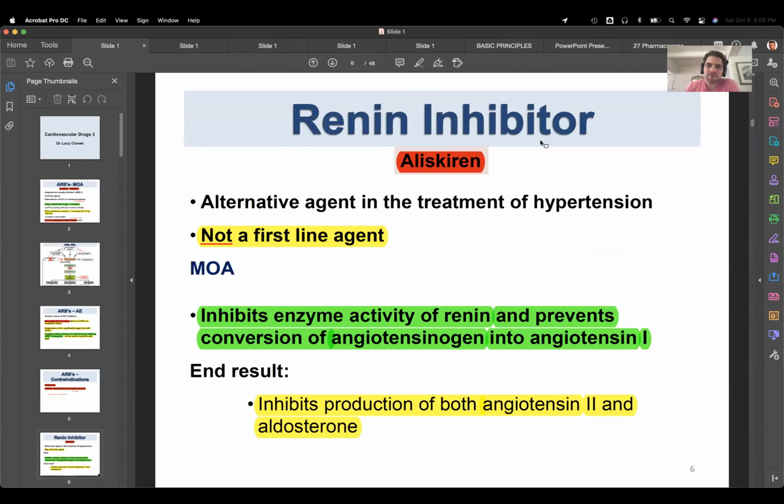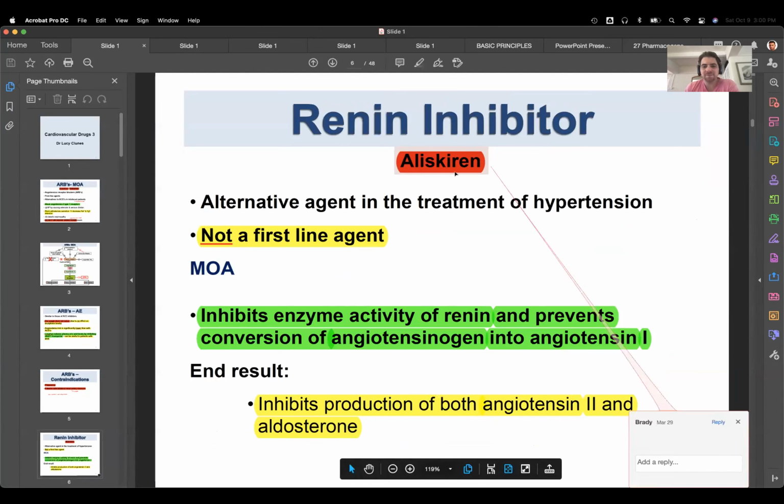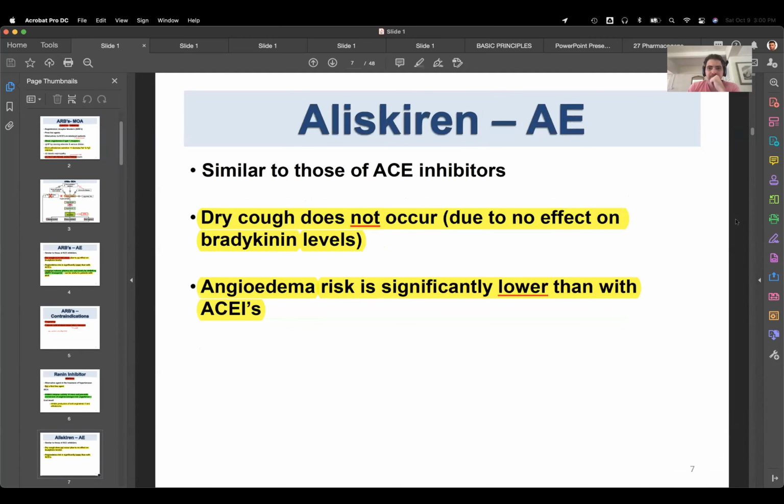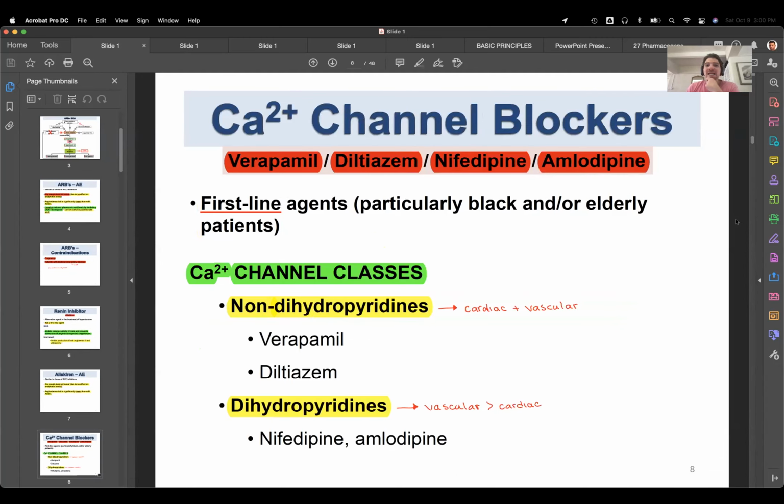And then the renin inhibitor. You'd think they like this drug. I don't know the pharmacokinetics of it, but they don't use it that much. I just remember it's a renin inhibitor because it ends in -ren. But I doubt they'll ask you about this one. Then we get to our calcium channel blockers. Now, there are two classes.